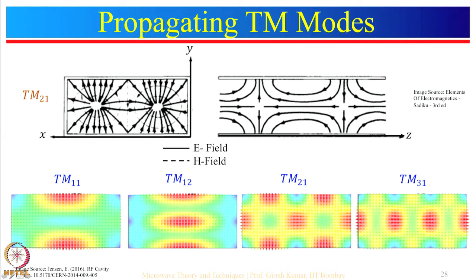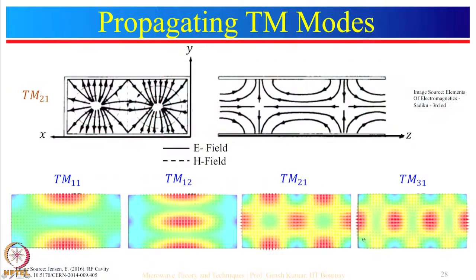So as you can see from this, there is a 2 half sinusoidal variation of the fields in the x direction, and there is only 1 half sinusoidal variation of the fields in the y direction. In general, in TM mn mode, there are m half sinusoidal variations of the fields along the x direction, and n half sinusoidal variations of the fields in the y direction. So now let us see in these graphs.